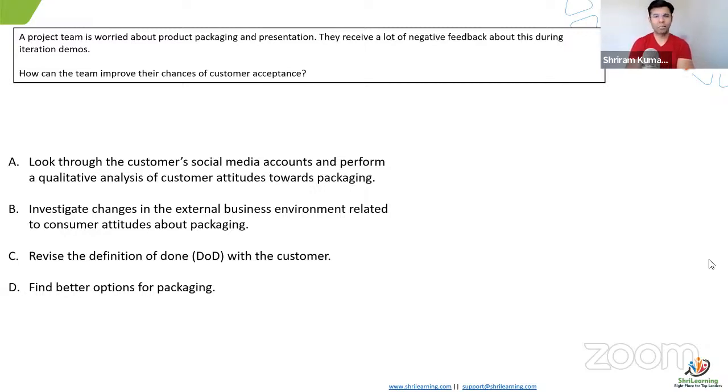Nice. Now, the team is targeted. It looks like Agile. What is the sensitivity? What's the problem of this question? The main problem statement here is that the packaging and the presentation were not good in the previous versions. Which keyword says there is a problem in this question? Negative feedback. Okay. Now we got the hint in the question. The hint is that there is negative feedback.